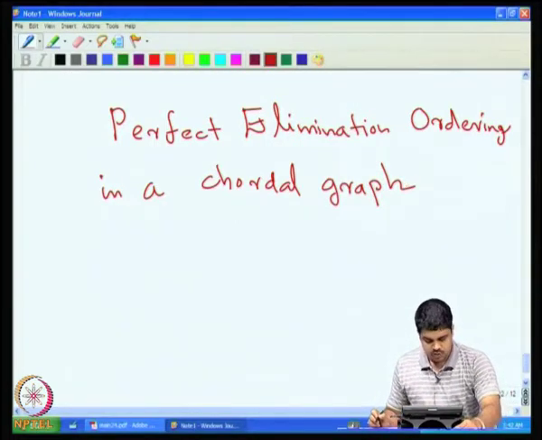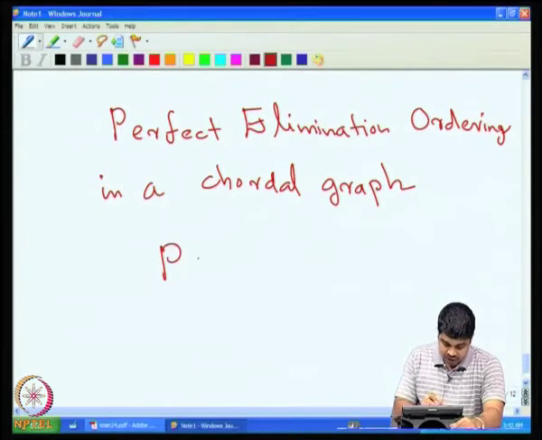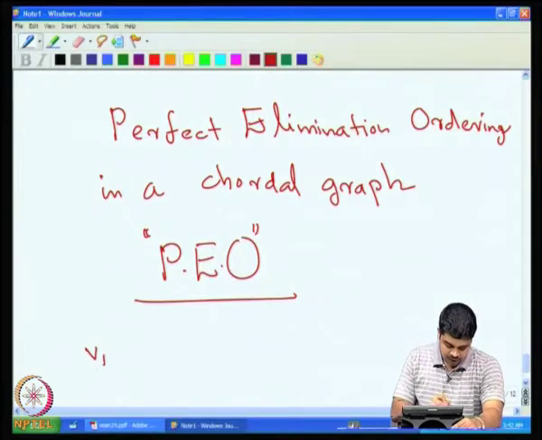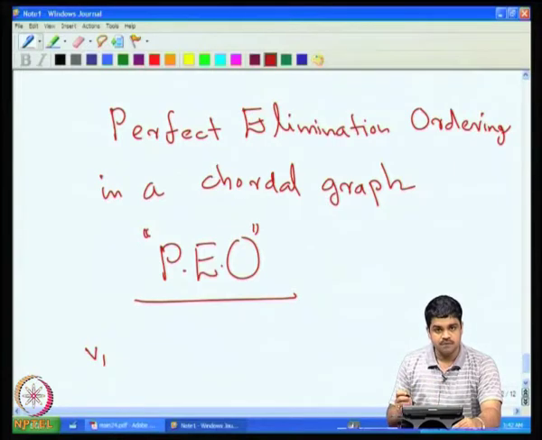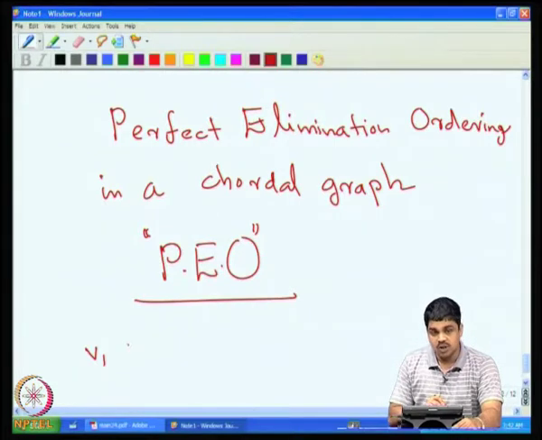So, it is called a perfect elimination ordering, also called PEO as a short form. Perfect elimination ordering is a sequencing of vertices in the following way. The first vertex V1 will be a simplicial vertex of the chordal graph. Now, you remove V1 from the graph and we get a smaller chordal graph, because every induced subgraph of a chordal graph is again a chordal graph.